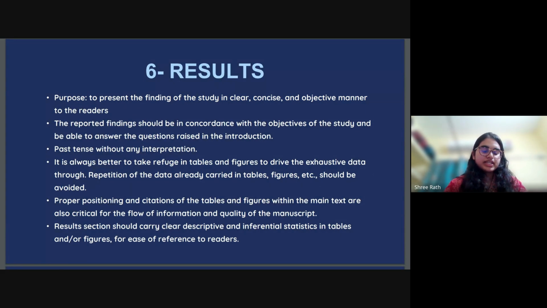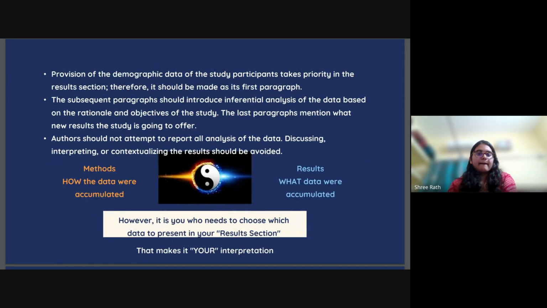So the results section should always carry clear descriptive and inferential statistics in tables or figures. Statistics ideally should always be given in figures or tables at maximum. Because if you're stating a p-value a number of times in your text, it doesn't really make sense. People will not understand what kind of analysis you've done unless you give them in tables or figures.